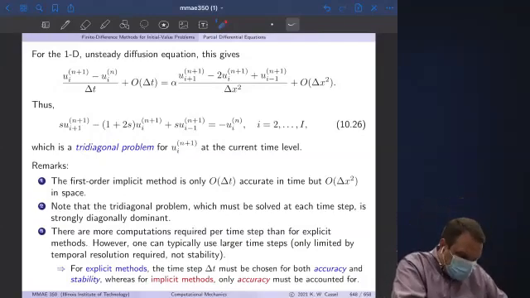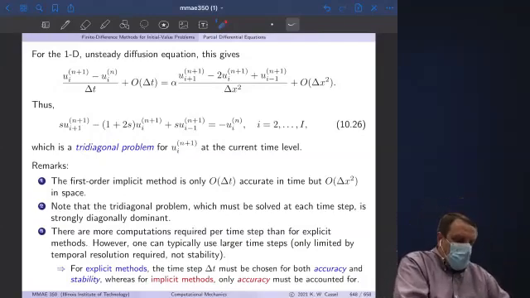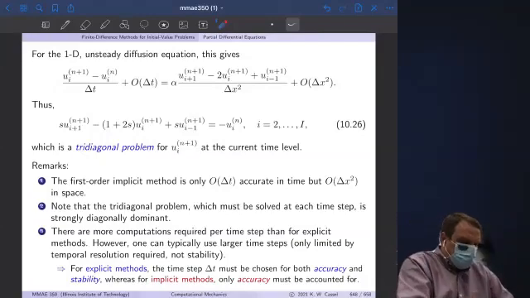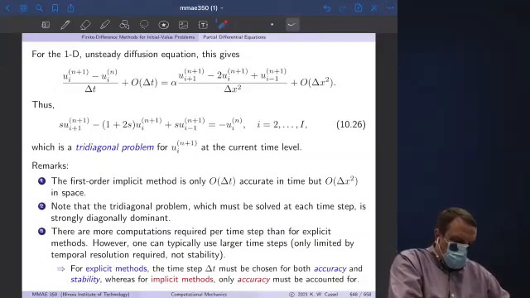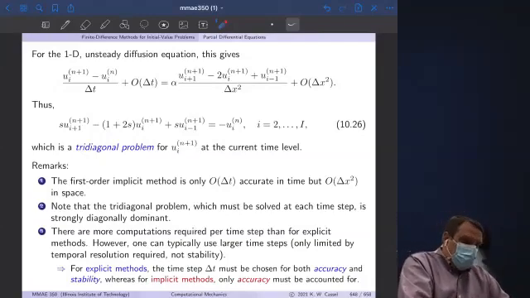So there are trade-offs, and we can't just say implicit methods are always better than explicit methods. That's not necessarily true. However, I will say it is nice not to have to worry about choosing the time step for numerical stability. It's nice to be able to just focus purely on accuracy and not have to worry about stability.